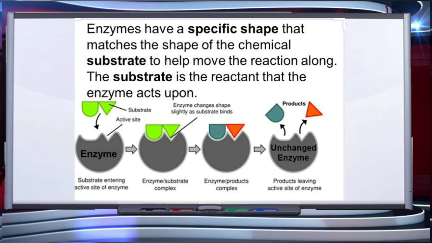We know that enzymes are proteins in chemical nature. In a previous video we saw proteins are of different levels according to their structure. So tertiary and quaternary proteins have an active site. Enzymes have a specific shape that matches the shape of the chemical substrate to help move the reaction along. The substrate is the reactant that the enzyme acts upon. An active site of an enzyme is a pocket into which the substrate fits. Thus, enzymes through their active site catalyze reactions at a high rate.